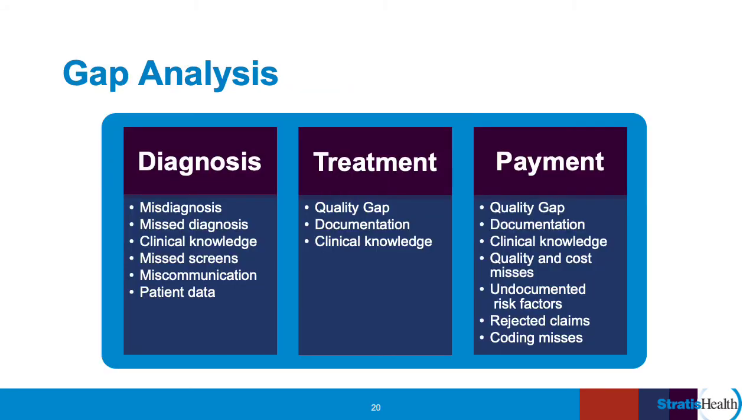Another result of the analysis done on your population level data can be used to identify gaps or opportunities such as those on this slide. These include gaps in diagnosis such as misdiagnosis and miscommunication, gaps in treatment like quality gaps or documentation gaps and payment gaps, as well as undocumented risk factors and coding misses.